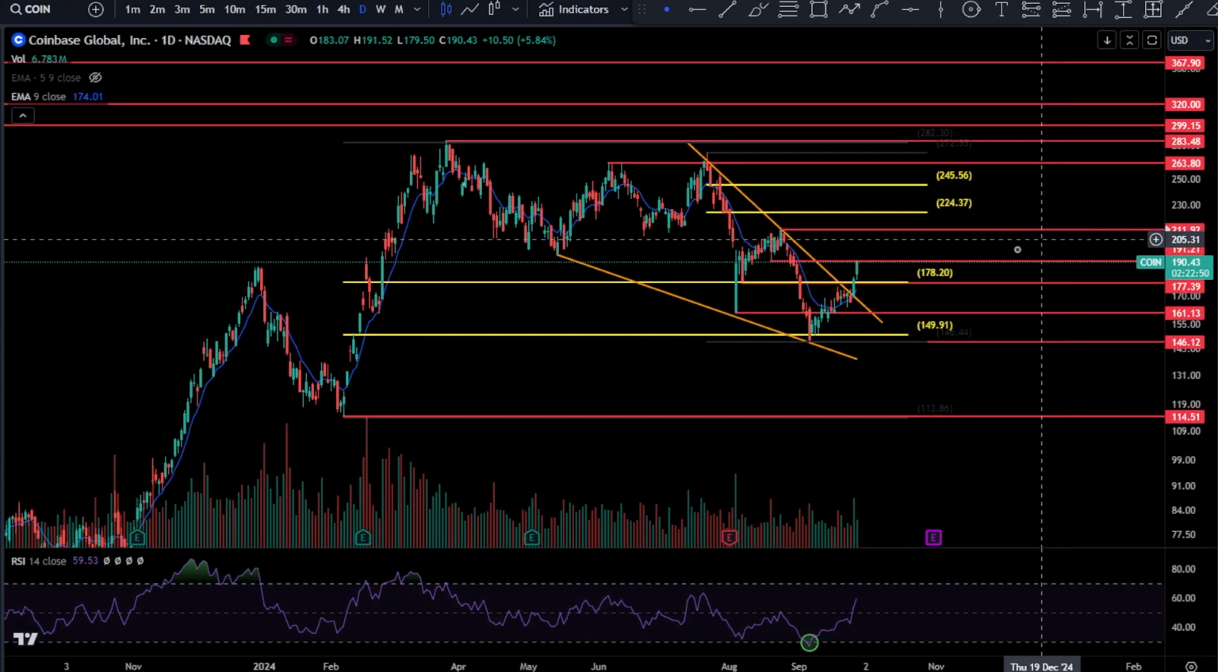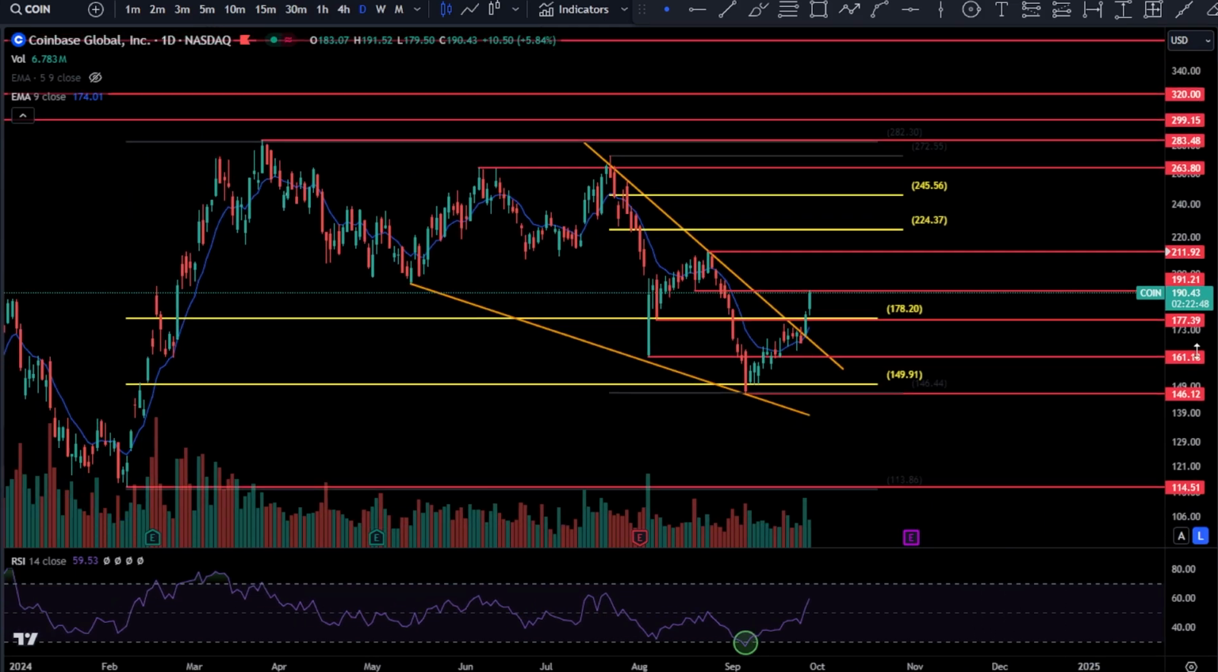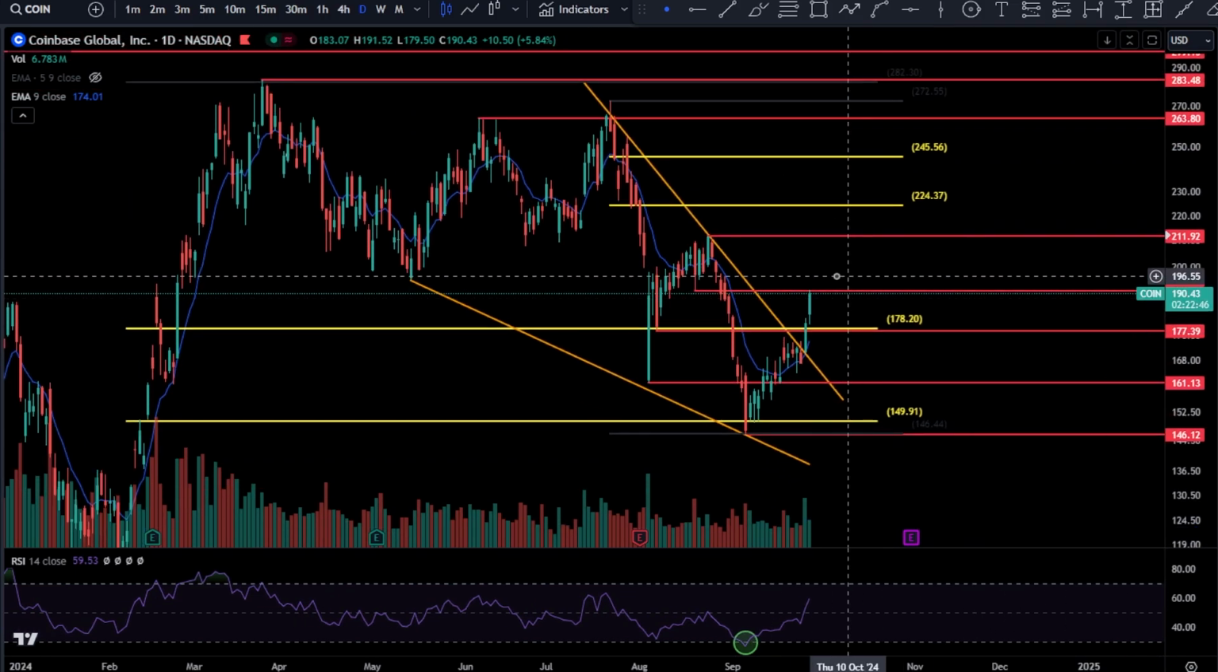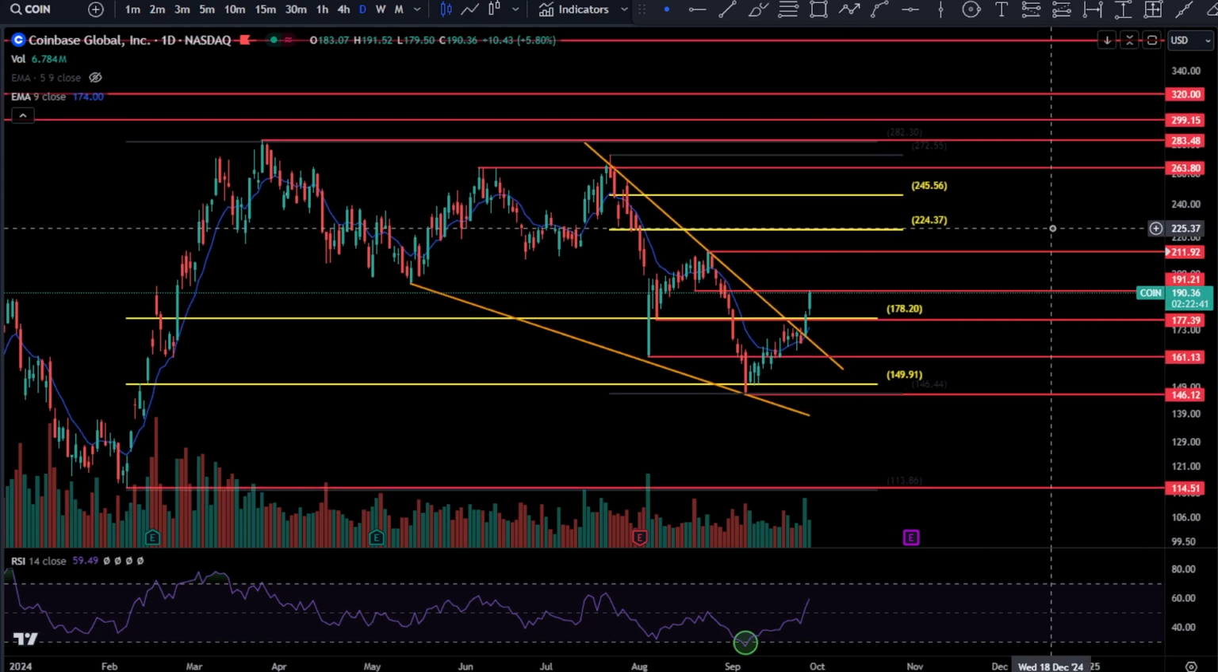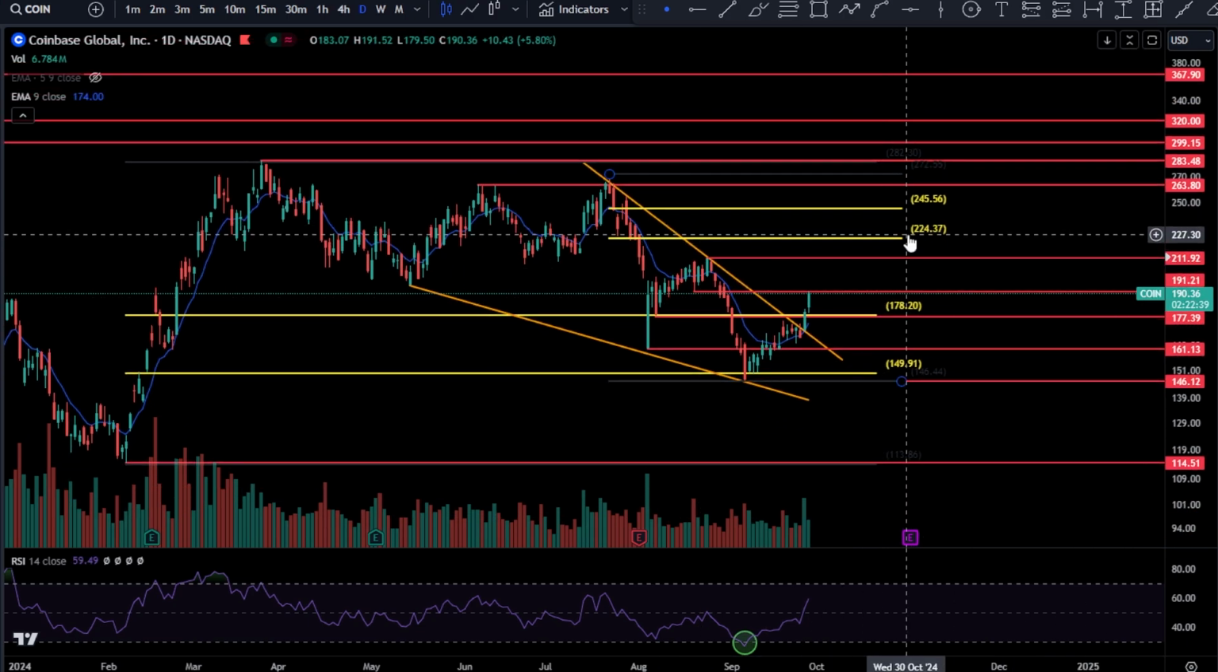Now, Coin, fresh breakout yesterday out of this falling wedge pattern. You're now pushing up to 191.21 resistance. Above there, you got 211.92. All right. And then 224, we're going to be paying attention to. I do think this is going to be tested up here.